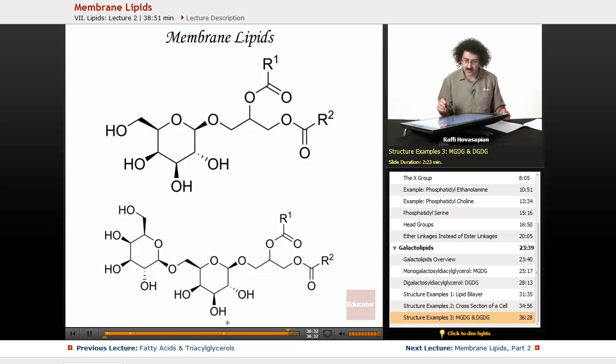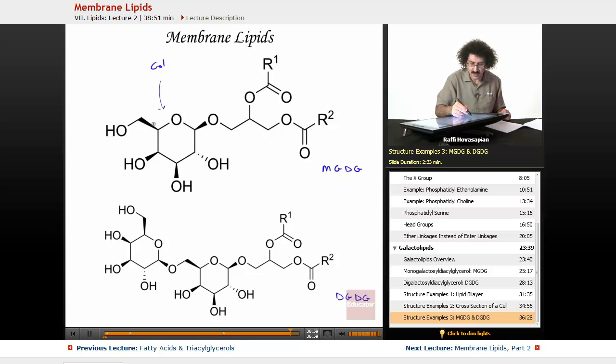Okay, a couple of structures here. So here we have a monogalactolipid. This one is a monogalactolipid. So this is the MGDG, or the monogalactodiacylglycerol. This is the digalactodiacylglycerol. This is our galactose monomer.